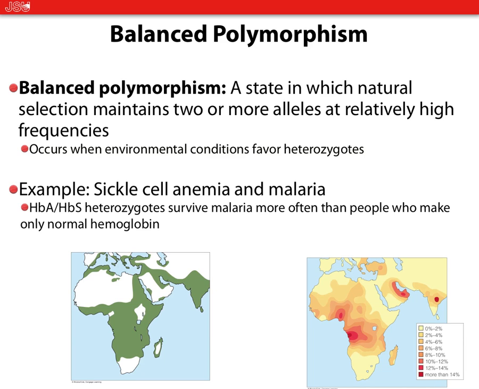Okay, balanced polymorphism is where two or more alleles are kept at about the same amounts, or both are kept at high numbers. One example is sickle cell anemia.